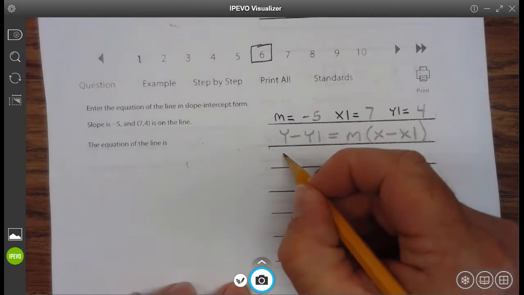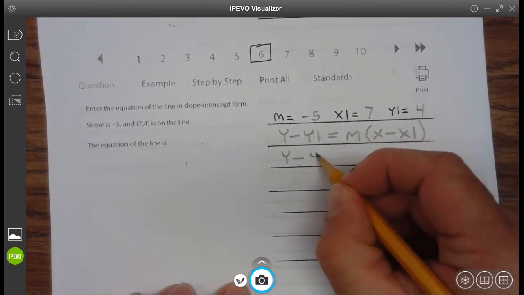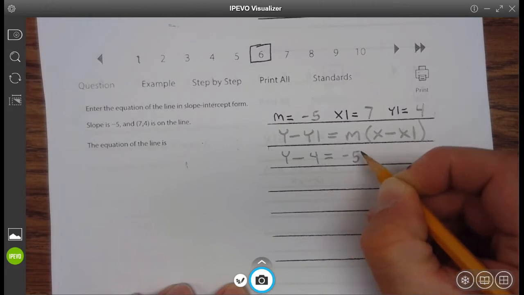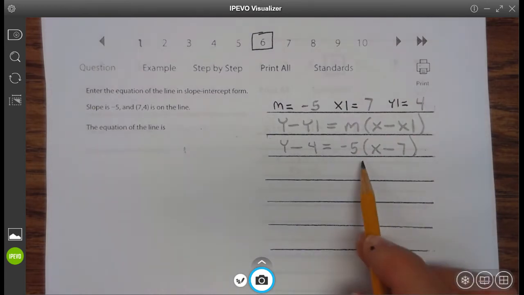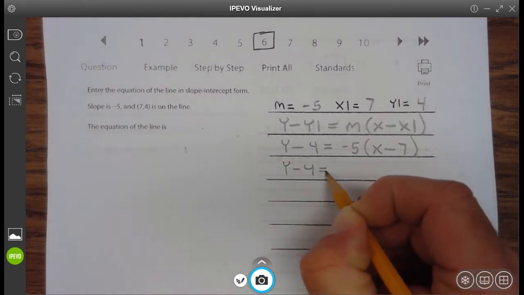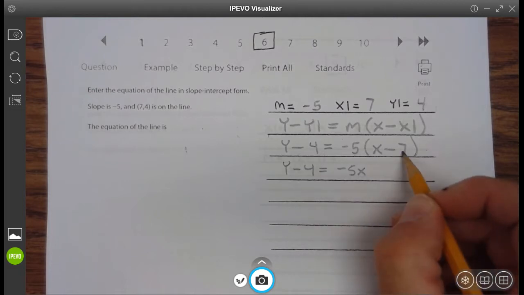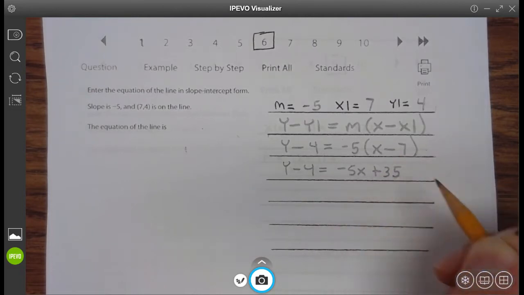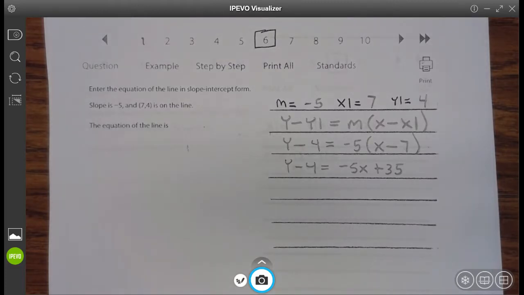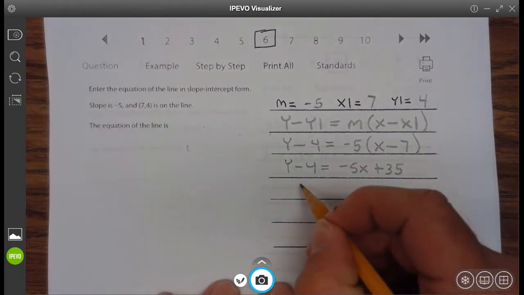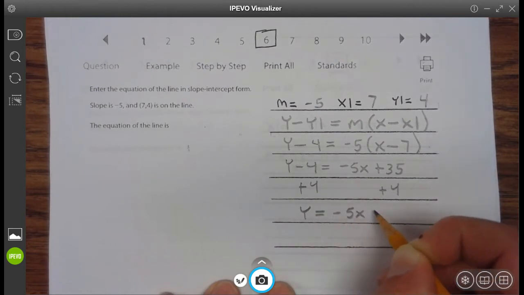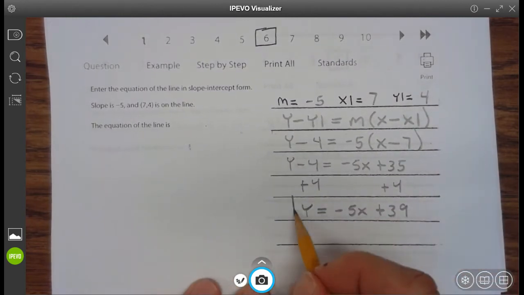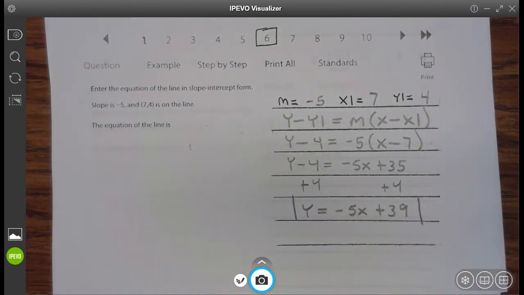All right, so now we're going to plug the numbers in. So that's y minus 4 equals negative 5(x minus 7). First thing we're going to do is distribute the negative 5. So we have y minus 4 equals negative 5x. Negative 5 times negative 7 is a plus 35. Okay, and the last step is we're going to add 4 to both sides. So you get y equals negative 5x plus 39. All right, go and finish up example 6.